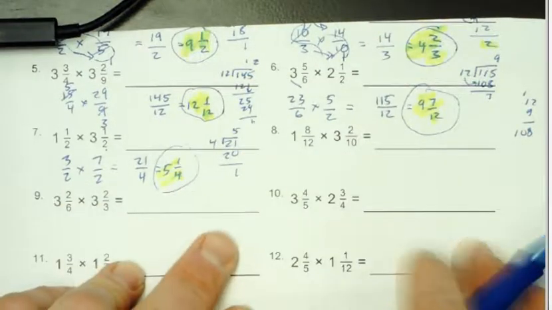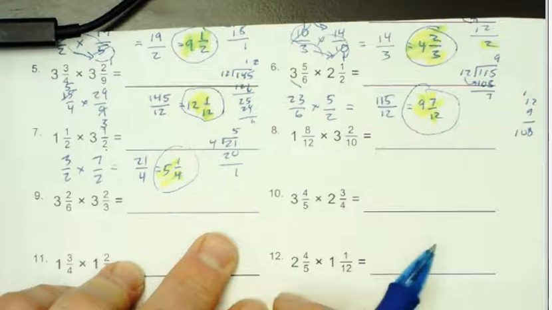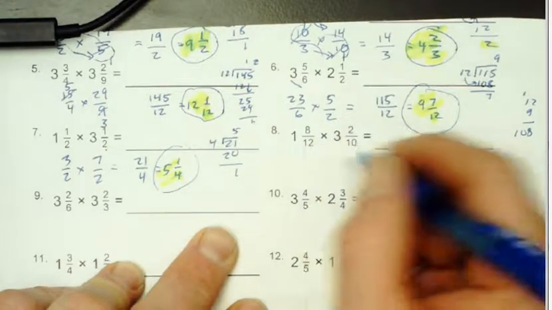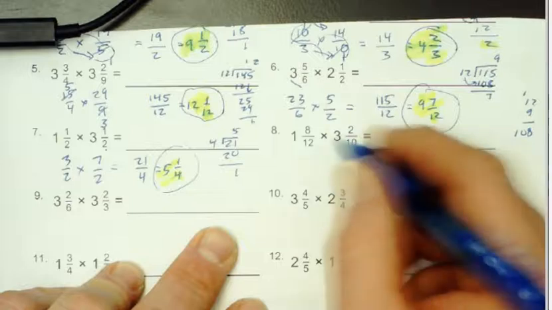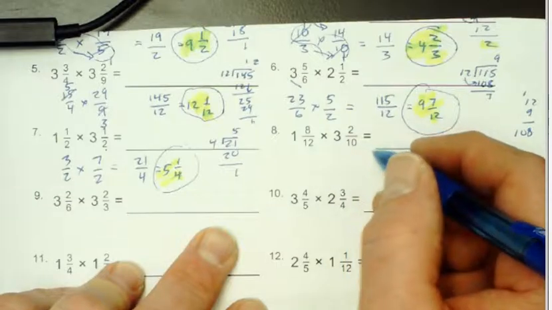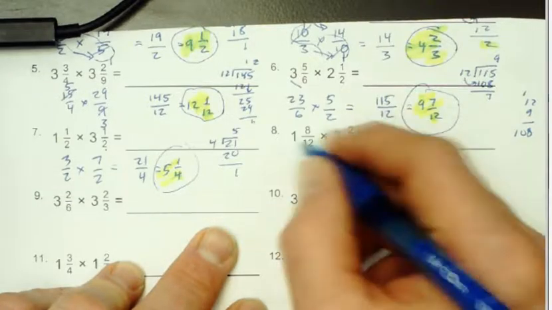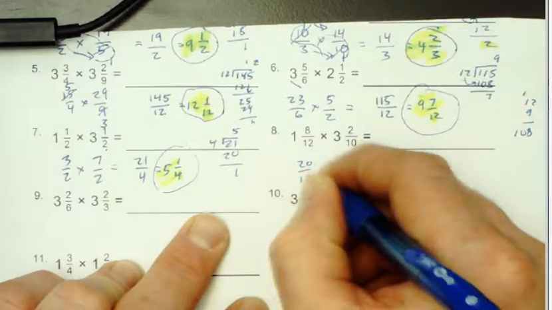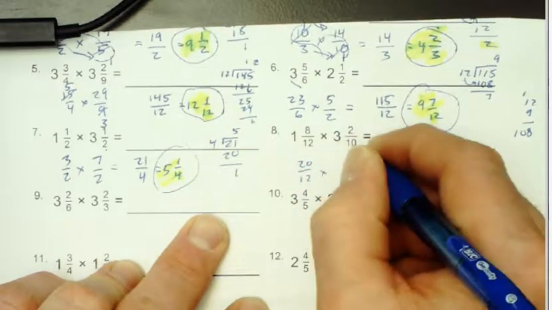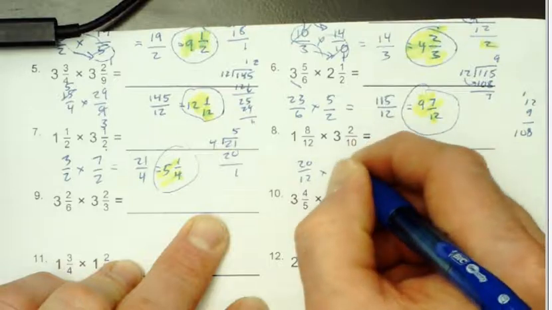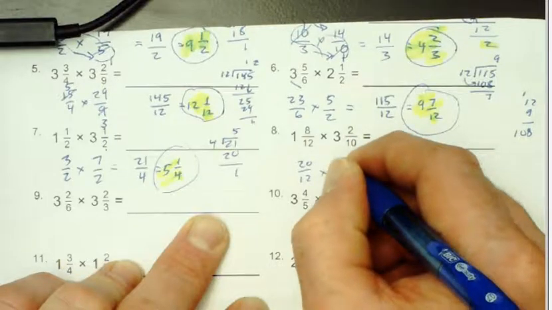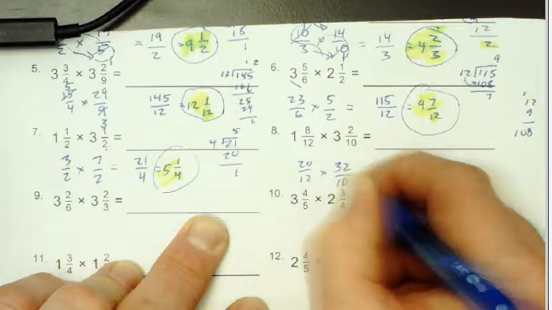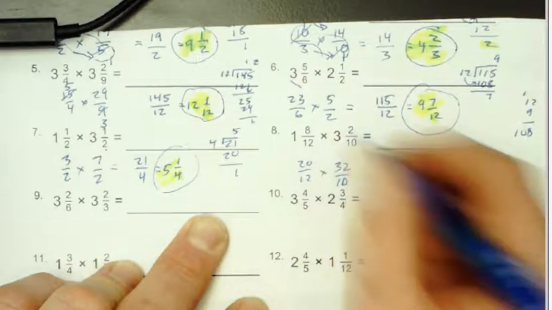1 and 8 twelfths times 3 and 2 tenths. Well, I could probably reduce those fractions into 2/3 and 1/5, but I'm going to go ahead and do it the long way. So 1 times 12 is 12, plus 8 is going to give me 20 twelfths. We're going to multiply that times 3 times 10 is 30, plus 2, we've got 32 tenths. Let me run that one more time. 3 times 10 is 30, plus 2 is 32 tenths.